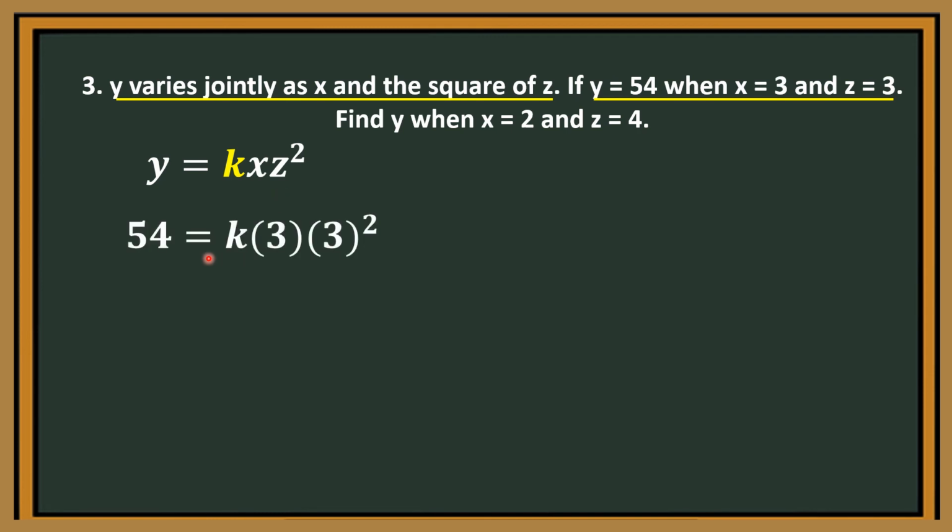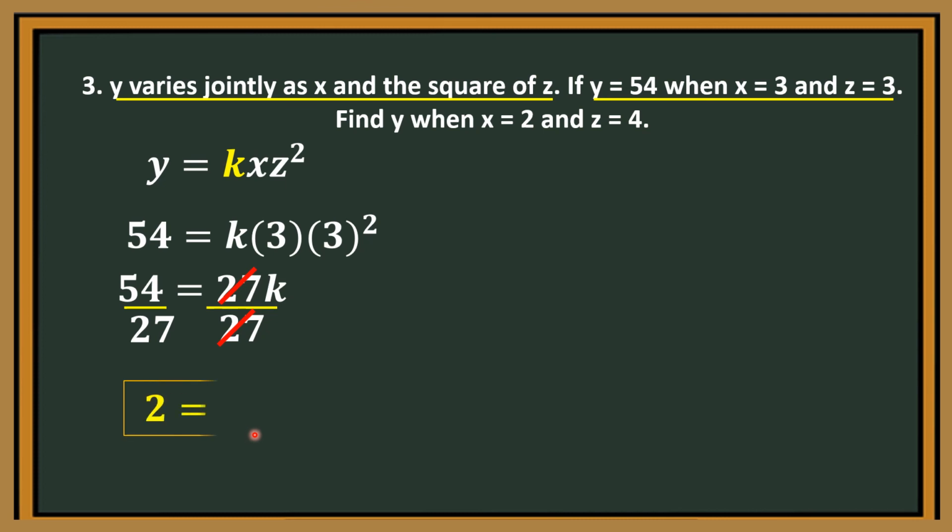So that is 54 is equal to k times 3 times 3 squared. Then simplify 3 squared, that is 3 times 3, 9. Times 3, 27. So that is 54 is equal to 27k. Solve for k by dividing both sides by 27. Then, we can cancel 27 sa right side. Therefore, matitira dito ay k. Then, 54 divided by 27, that is 2. So, k is equal to 2.